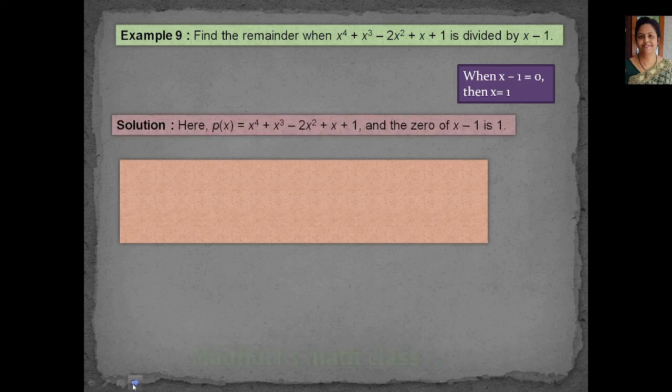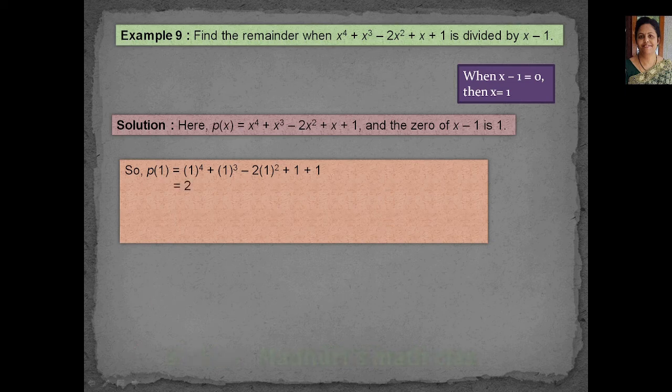Here p(x) is x raised to 4 plus x cubed minus 2x squared plus x plus 1, and the zero of x minus 1 is 1. So we will find p(1). In the place of x, we will write 1. So p(1) is 1 raised to 4 plus 1 cubed minus 2 into 1 squared plus 1 plus 1. So 1 raised to 4 is 1, 1 cubed is 1, 1 squared is 1, and 2 into 1 is 2.